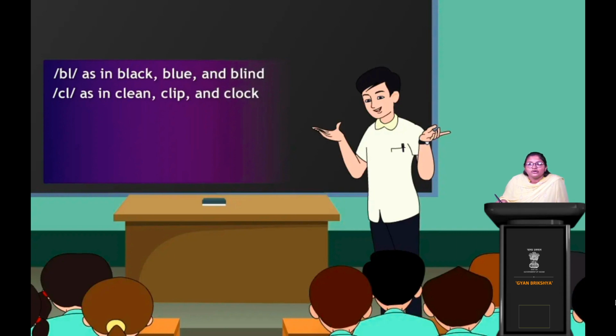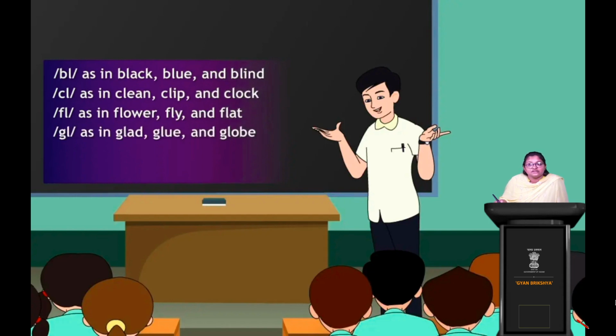Okay. Now look at the sound FL. So it's flower, fly, flat. So the sound here is flee: flower, fly, flat. Clear? Okay, it is interesting, right? Then we have GL. GL, glad, glue, globe. The sound is glow, something like this. So glad, glue, globe. This is the pronunciation.